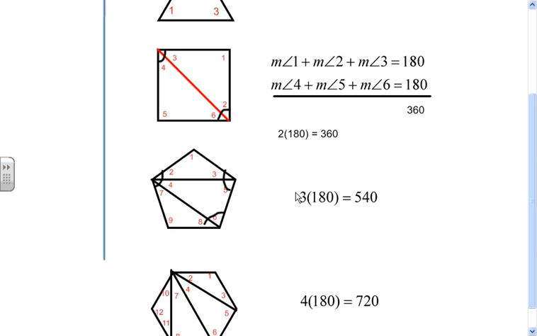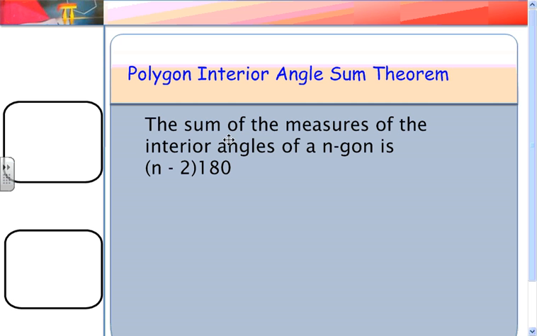So we're going to take that, and then what do we do with that number of triangles? Well, we multiplied the number of triangles times 180, because that's the sum of the angles of a triangle, and that's how we got the sum of the interior angles of the polygon. So now let's capture that into a formula, and it looks like this. The sum of the measures of the interior angles of an n-gon, in other words, a polygon that has n sides, is n minus 2 times 180.